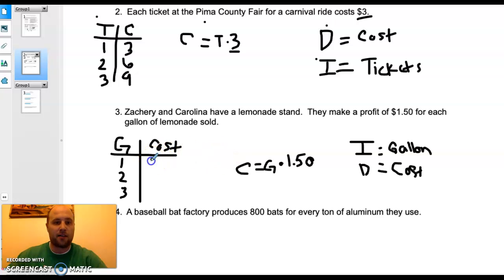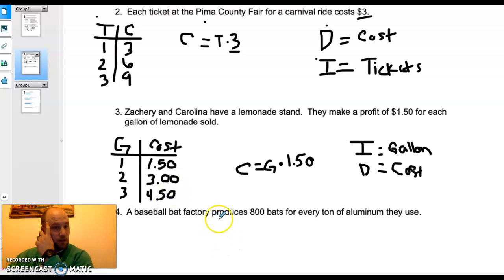So for 1 gallon, it is $1.50. So our rule would obviously be whatever times $1.50. So however many gallons you buy times $1.50. So what if I bought 2 gallons? Well, $1.50 times 2 is $3. And 3 times $1.50 is $4.50.